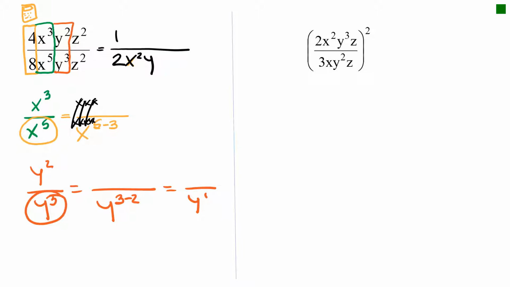And the last thing I'm going to look at are the z's. Now I've got z to the second on top, z to the second on the bottom. Where are there more? Nowhere. What would I do if I subtracted them? 2 minus 2, which is z to the 0, which is 1. So I just leave them off. They're gone. So my final answer is 1 over 2x squared y.